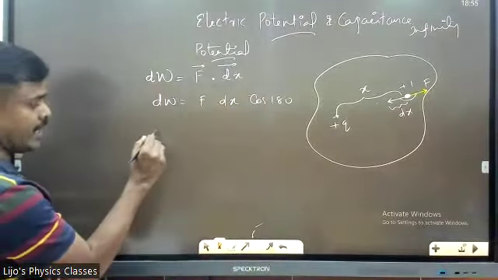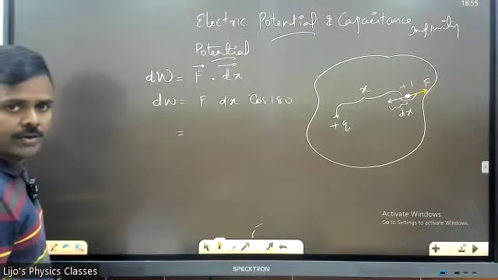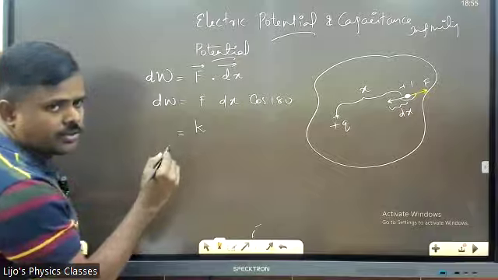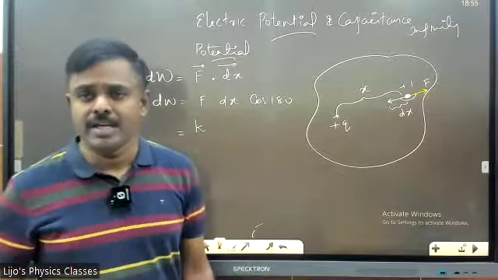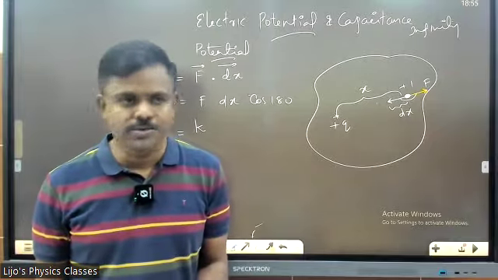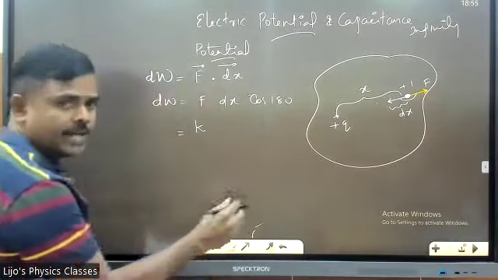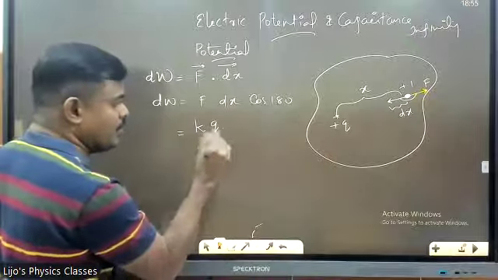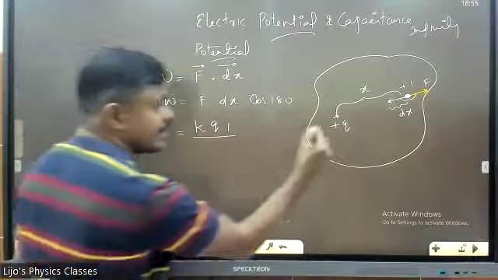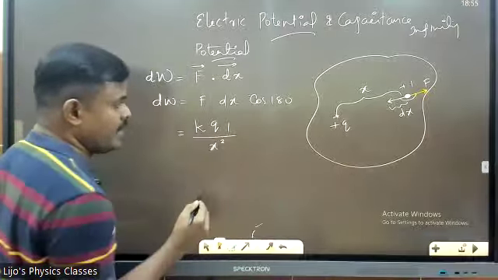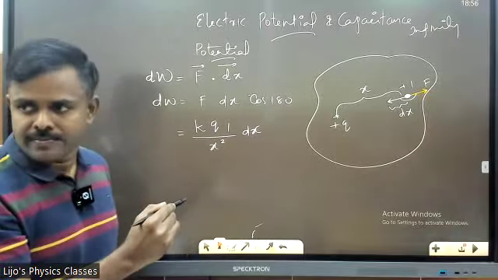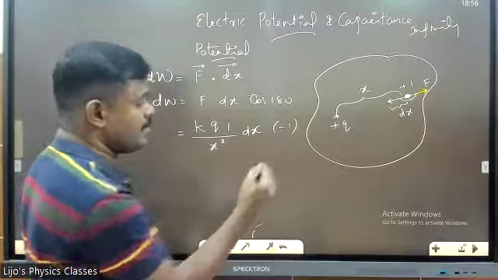I'll explain again. Don't worry. So I'm going to put the F value. What is the force between these two charges? Do you remember Coulomb's law? K Q1 Q2 divided by r square. K into, first charge is Q, second charge is 1 coulomb, divided by the distance between them, x square, into dx. Am I correct? Into cos 180, which is -1.